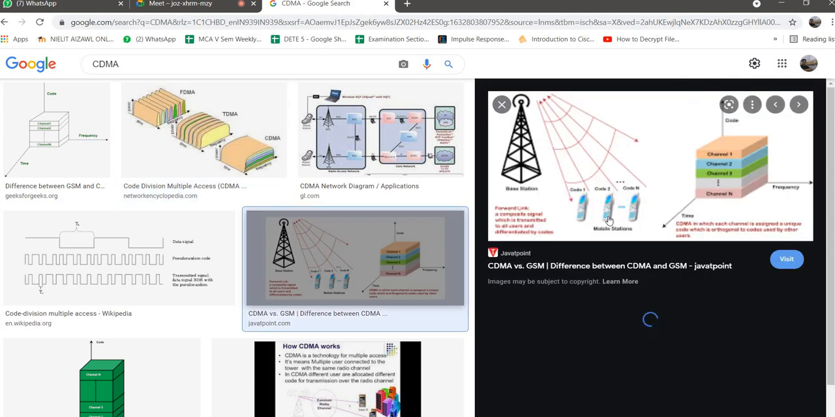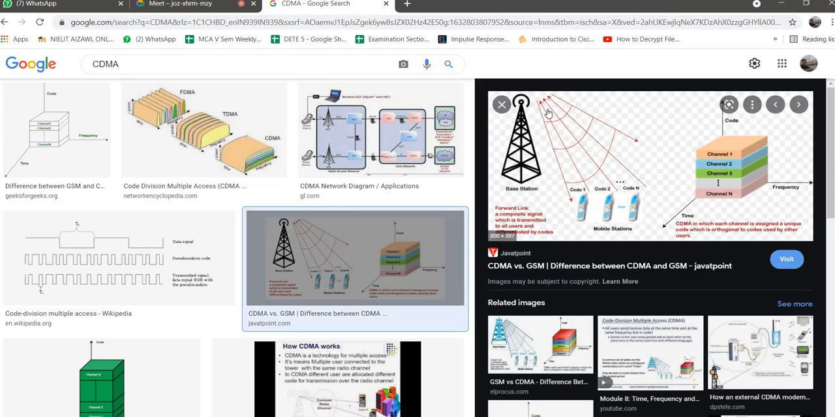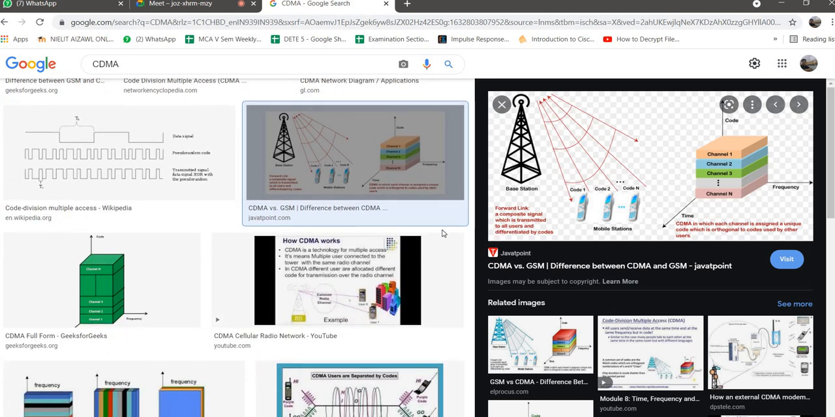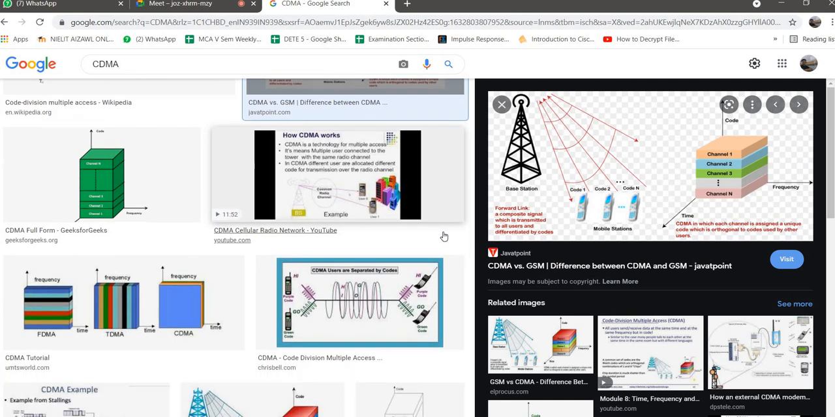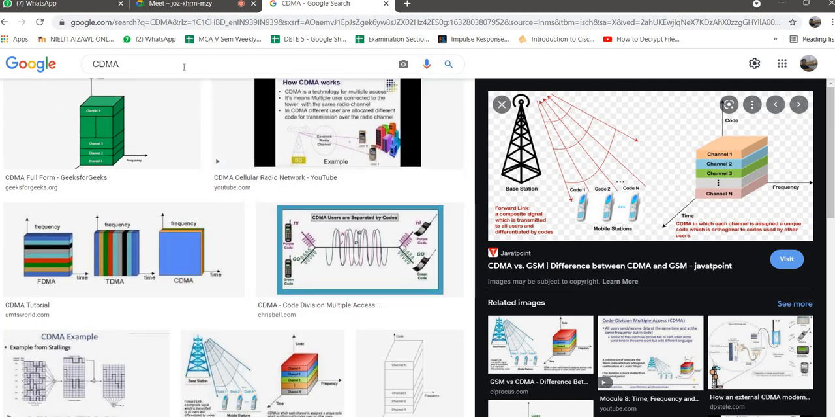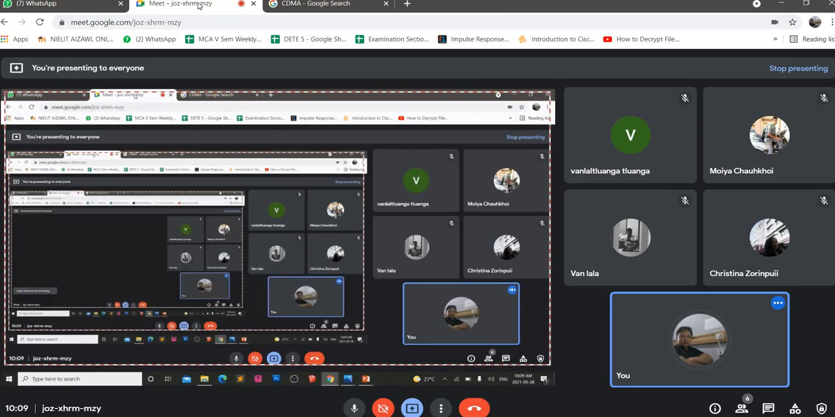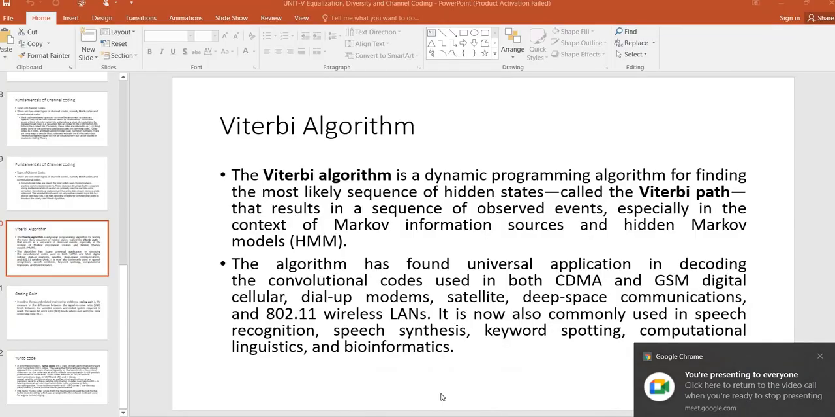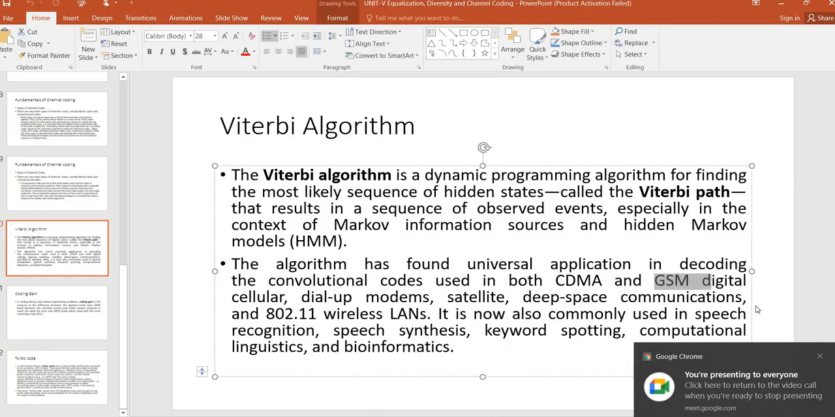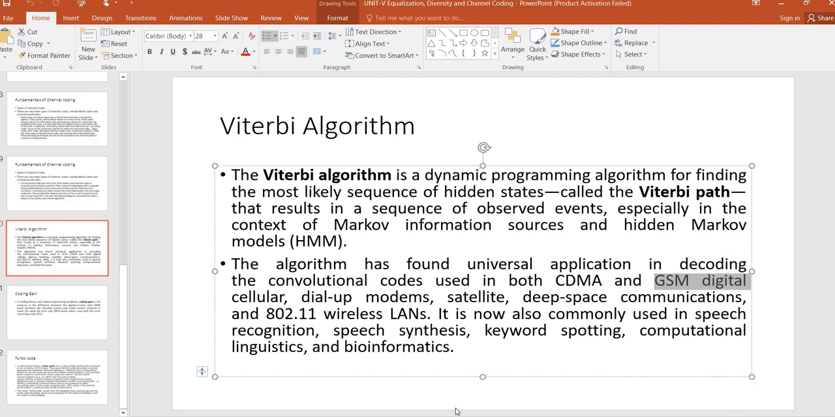Let's see the code also. From the base stations we have different types of code. Based on this code we can access the communications. Different types of code are allocated, and then based on this code we can access the channel. This is the example of CDMA, and GSM was also explained in the class.